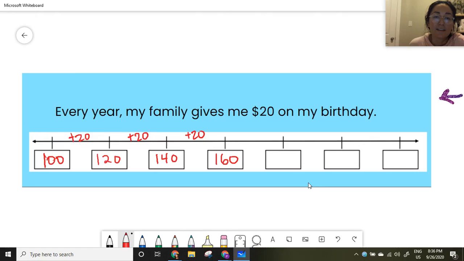$160. Since my family is giving me money, I know that my number is going to be increasing. That means that I'm going to be adding. That also means that on my number line, I'm going to be moving to the right.